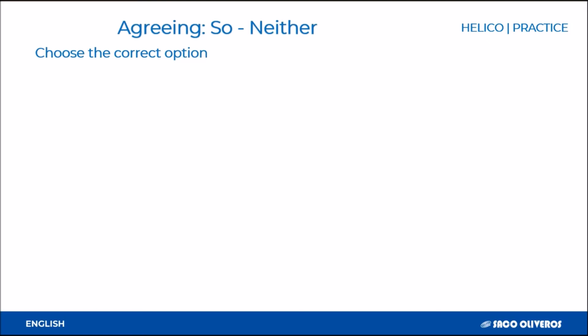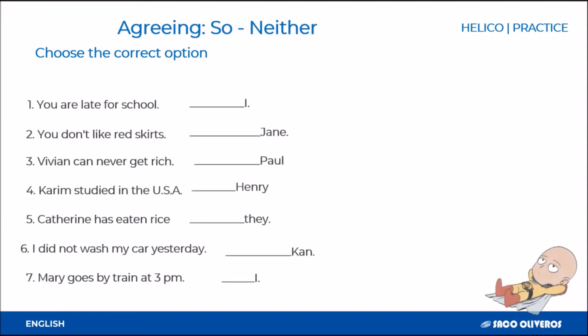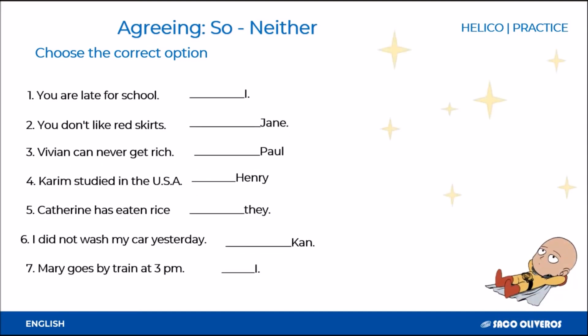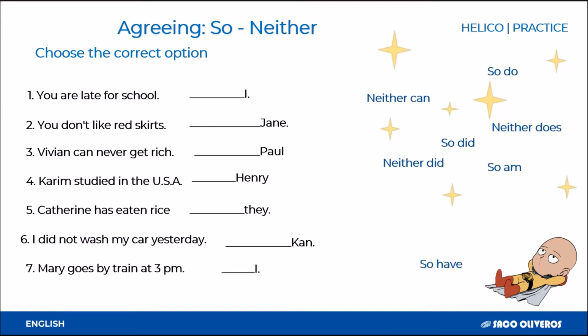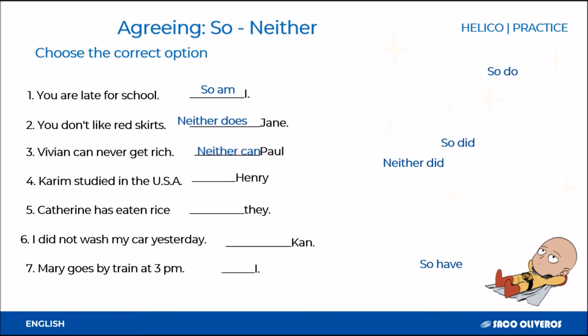Choose the correct option and practice. Number 1. You are late for school, so am I. Number 2. You don't like red skirts. Neither does Jane. Number 3. Vivian can never get rich. Neither can Paul.